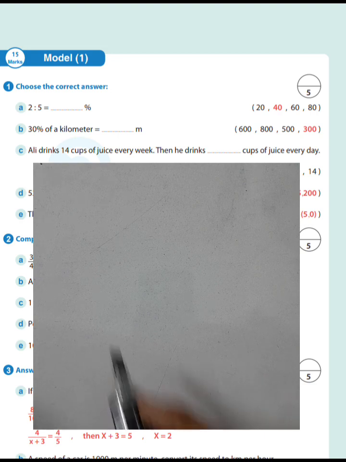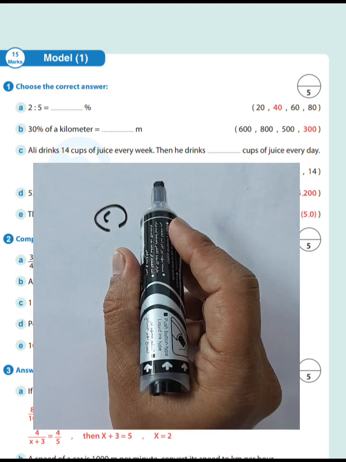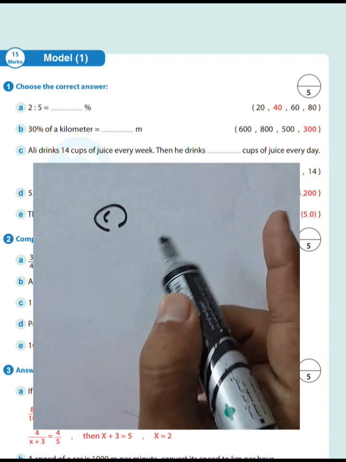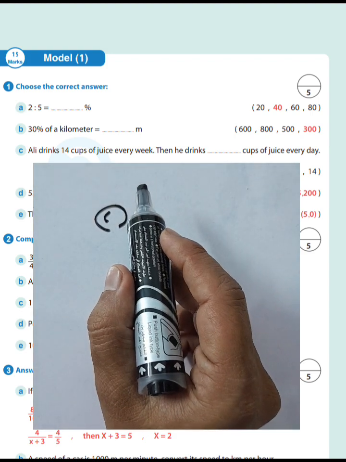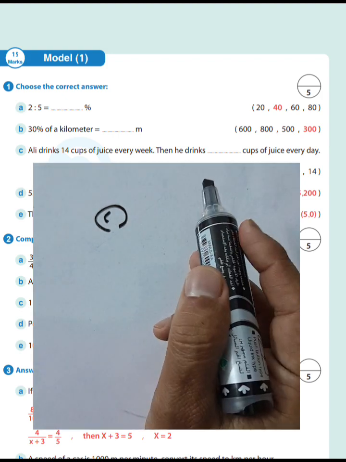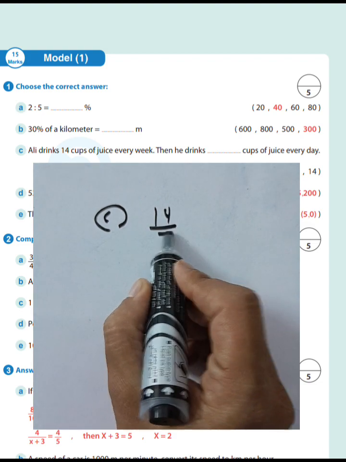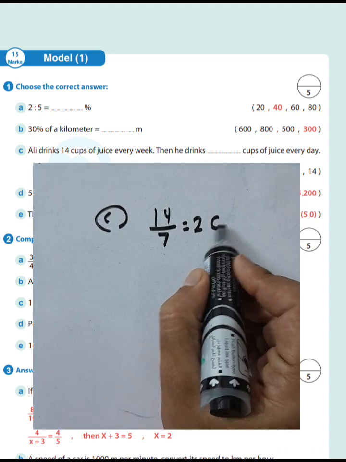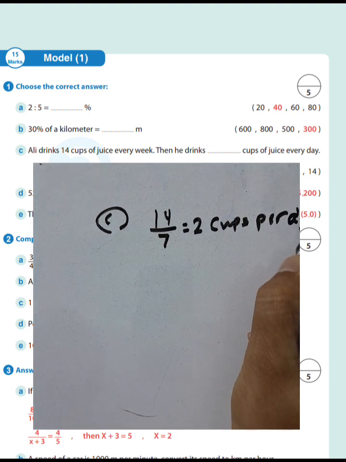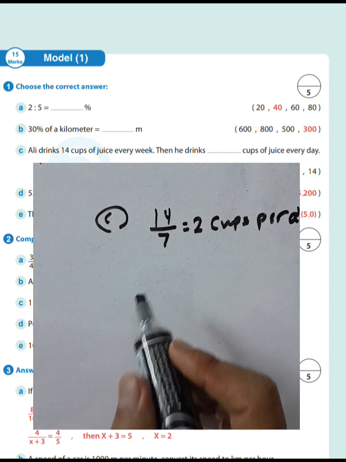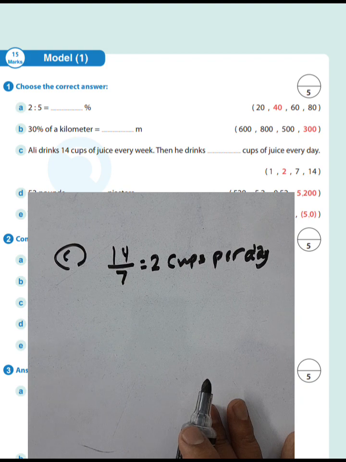Letter C, Ali drinks 14 cups of juice every week, then he drinks how many cups of juice every day? Write 14 divided by 7 because one week equals 7 days. Then we must divide by 7. 14 divided by 7 equals 2 cups per day. Okay, the result here will be 2 cups of juice every day.